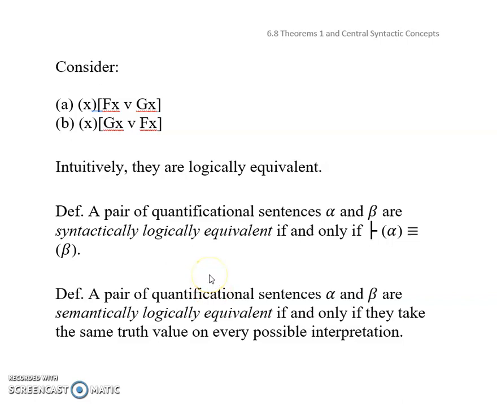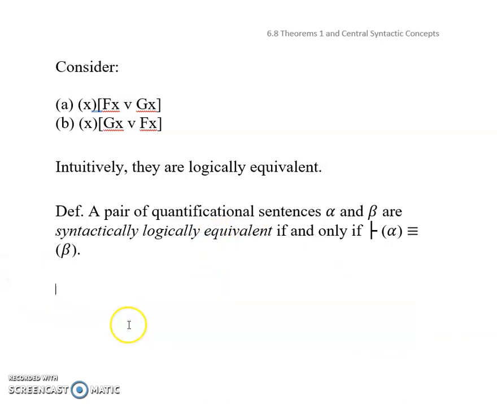Fortunately, now we can say that a pair of quantificational sentences alpha and beta are syntactically logically equivalent if and only if it's a theorem that the first sentence tribar the second sentence. So by showing it's a theorem that the one holds if and only if the other holds, you have thereby shown them to be logically equivalent. So we have a syntactic way of overcoming the deficiency that we saw in chapter 5 when it came to semantics. So let's go ahead then and prove it.